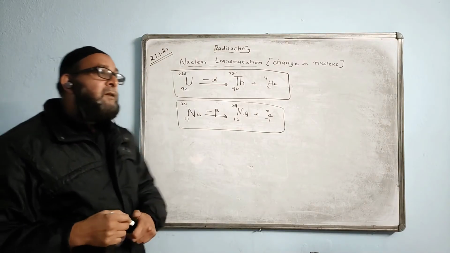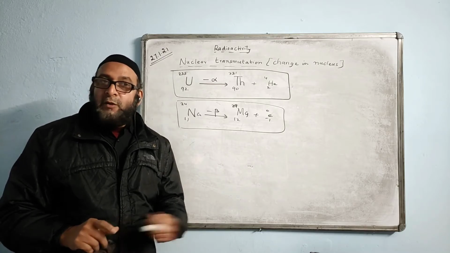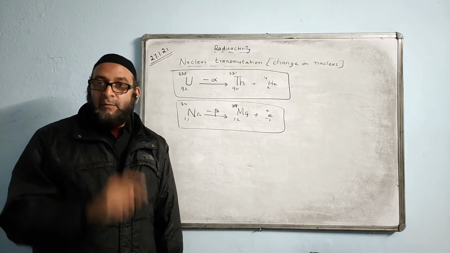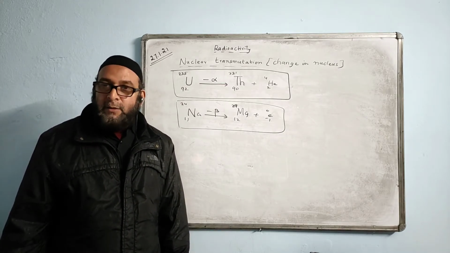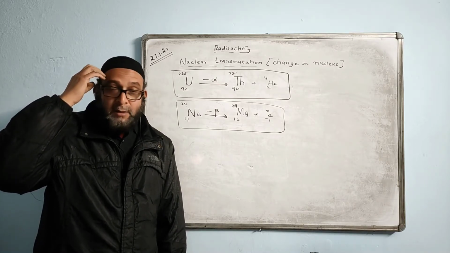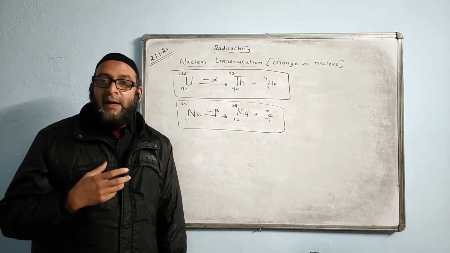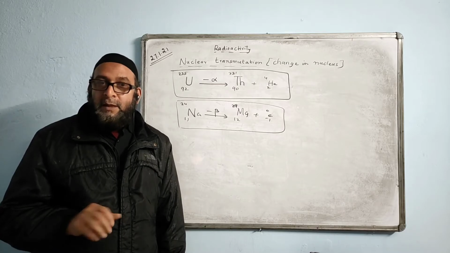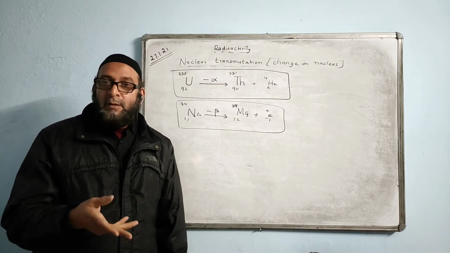Now one thing I will tell you. What is an isotope? Just now I said isotopes have the same atomic number but different mass number. But what are isobars? Isobars are atoms of different elements having the same mass number but different atomic number. Just the opposite of isotopes. Isotopes have the same atomic number but different mass number.